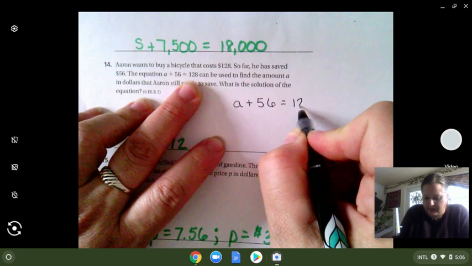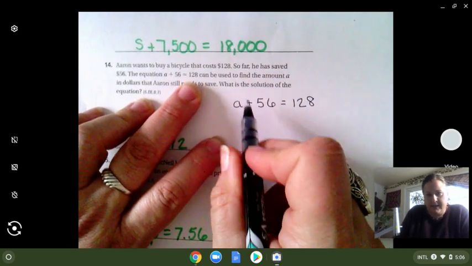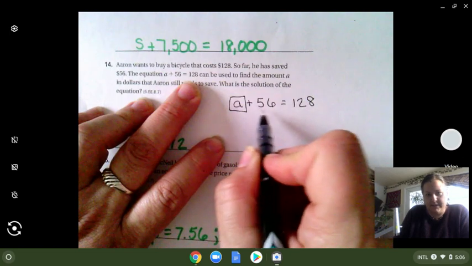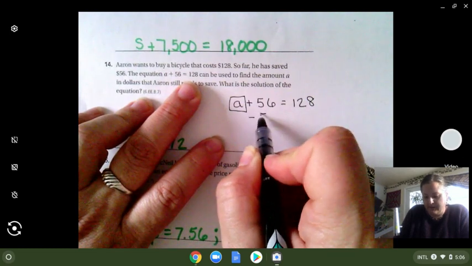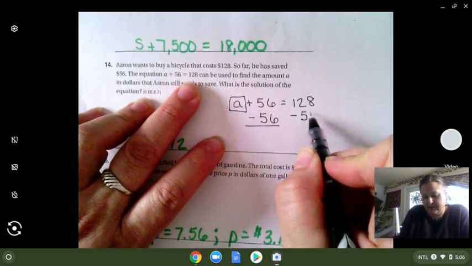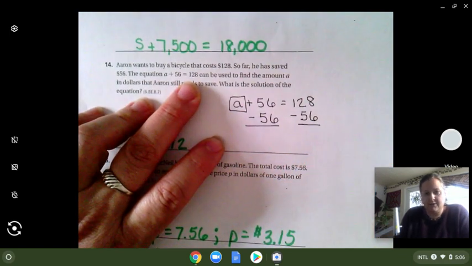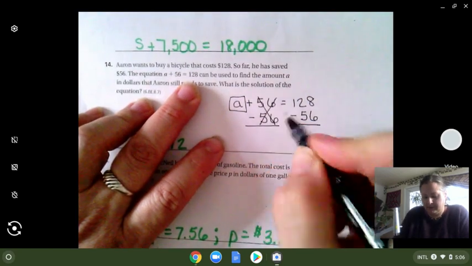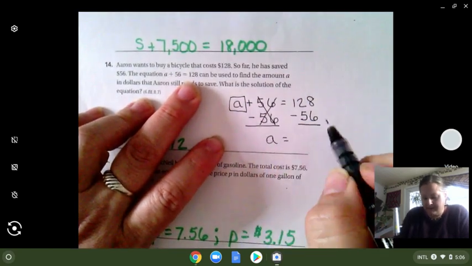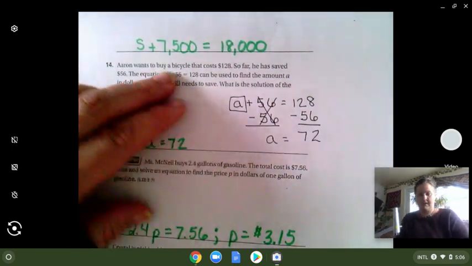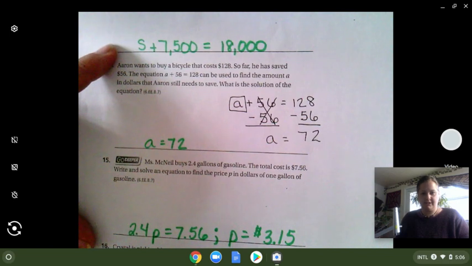So let's write down our equation and then isolate our variable. We want this all by itself, so we need to do the opposite or the inverse operation of adding 56, which is going to be to subtract 56. Whatever I do to one side, if I do it to the other, it'll keep those sides balanced and equal. So I'm left with A on this side and 72 on the other side. So A equals 72.